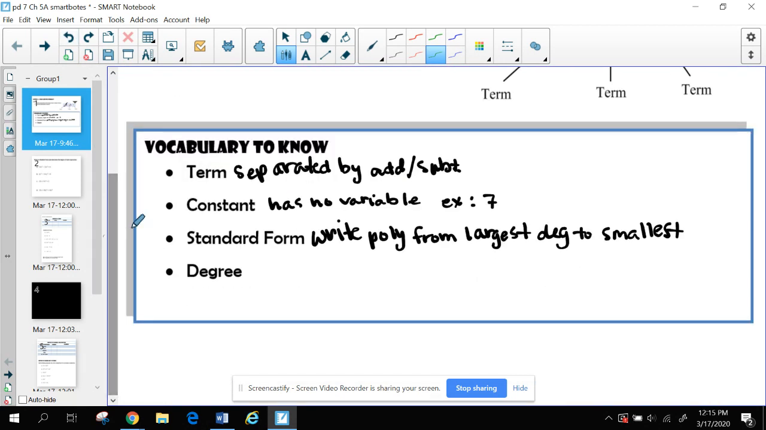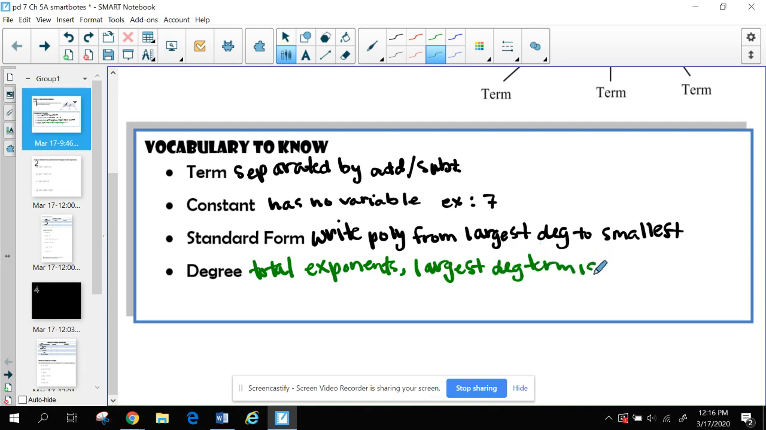The last thing we talk about is the degree. The degree for each term is the total of the exponents, and then the largest degree term is the degree of the polynomial.